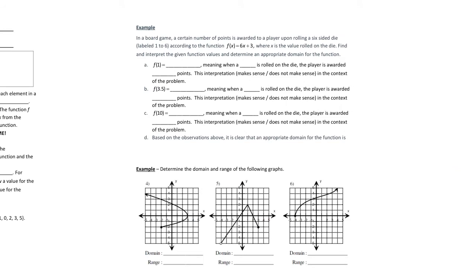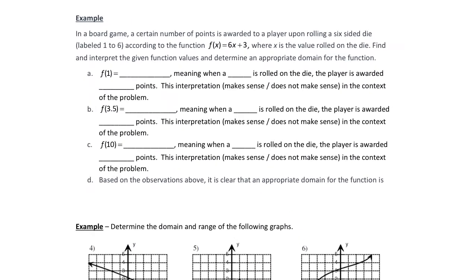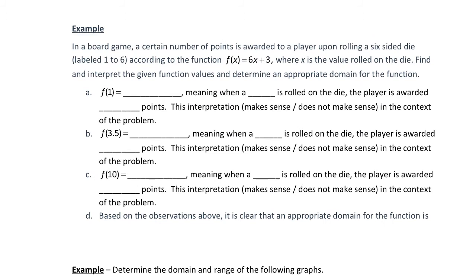Let's take a look at a couple more examples on functions and how they work and how we can interpret them. So for this first example, we're going to look at a word problem. I know, your favorite. In a board game, a certain number of points is awarded to a player upon rolling a six-sided die labeled 1 to 6, according to the function f of x equals 6x plus 3, where x is the value rolled on the die. Find and interpret the given function values and determine an appropriate domain for the function.